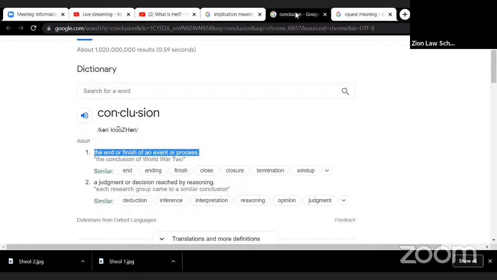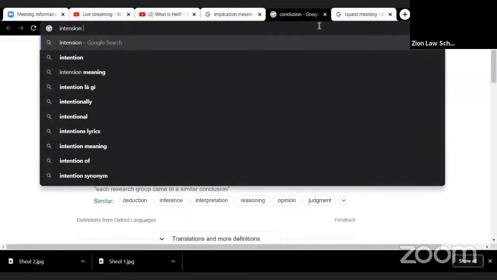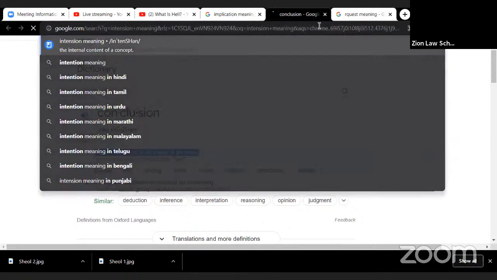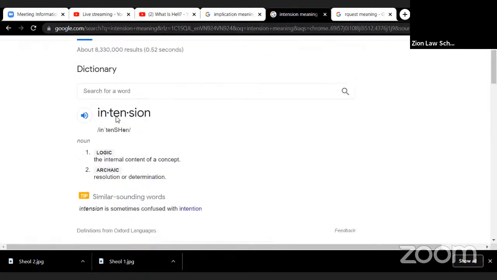So now let's look up extension, okay? When we do this, we always have to check for not only the precise meaning, but do we agree with the reasoning? Is it reasonable? Is it logic, right?